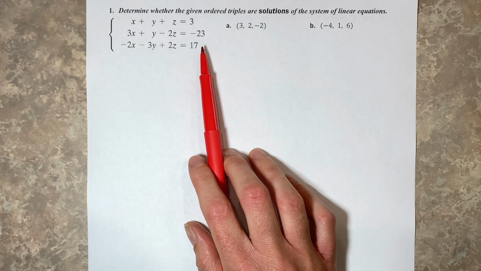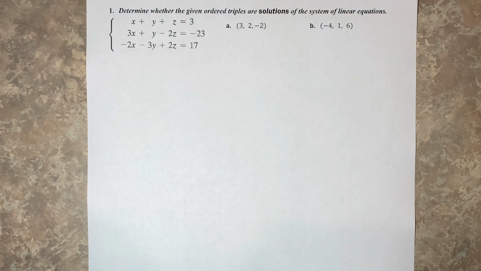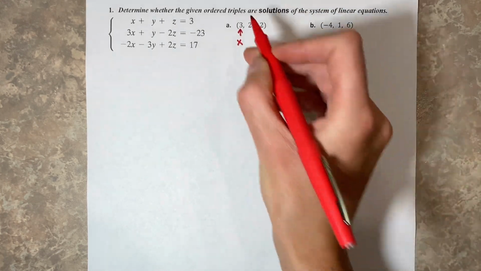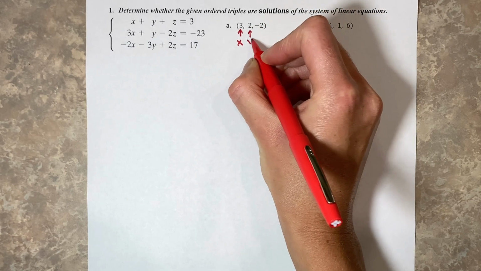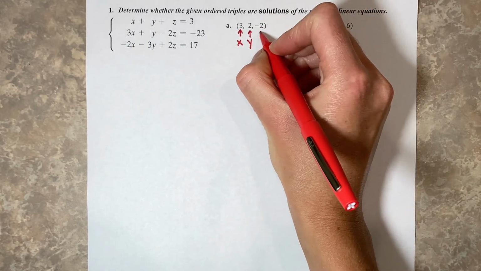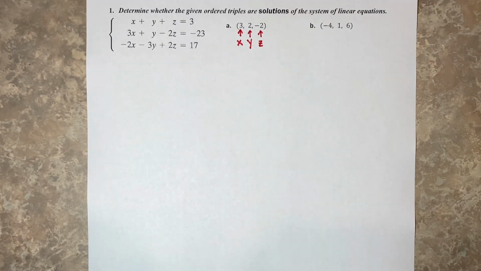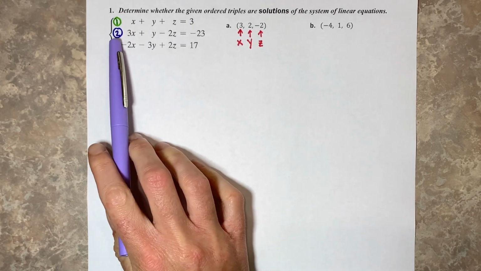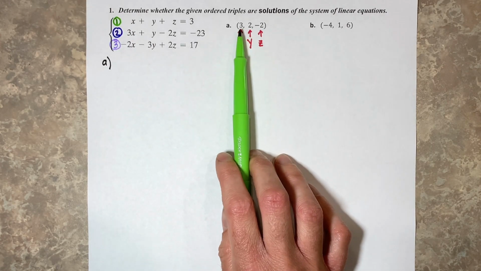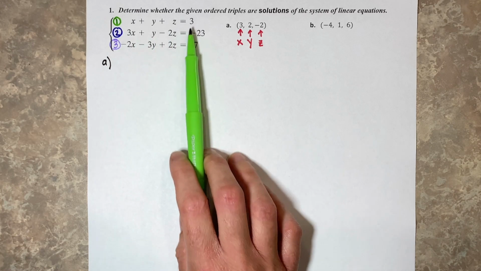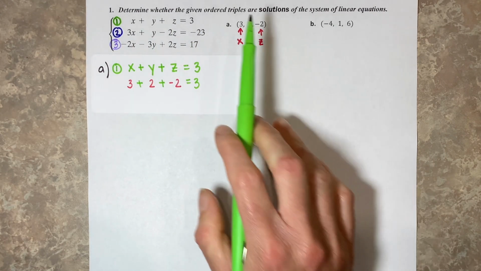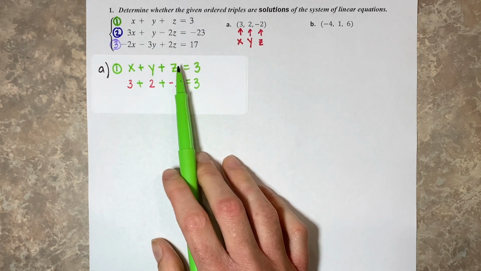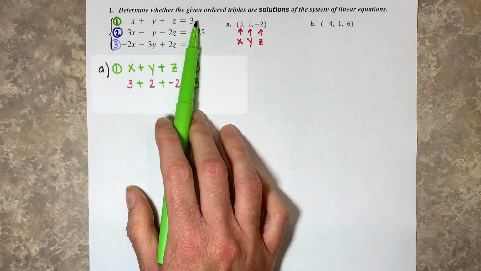and this equation. And with ordered triplets, the first number represents the x-coordinate, the second number represents the y-coordinate, and the third number represents the z-coordinate. And to help ourselves stay organized, I'm going to label these three equations, equation 1, 2, and 3. So let's start by plugging in this ordered triplet into equation 1. So I've plugged 3 in for x, 2 in for y, and -2 in for z into equation 1.